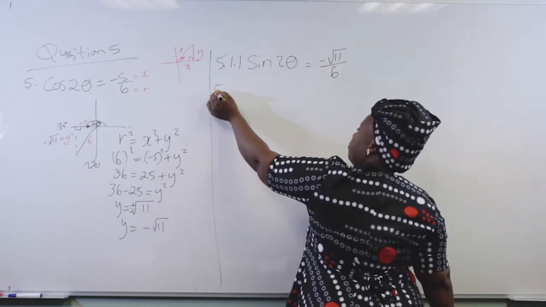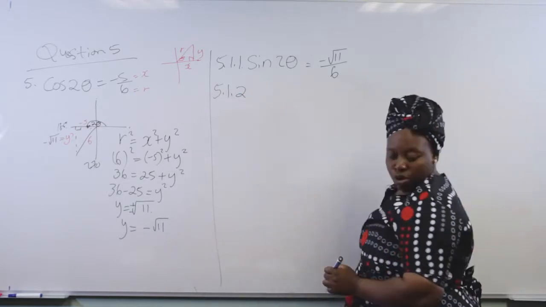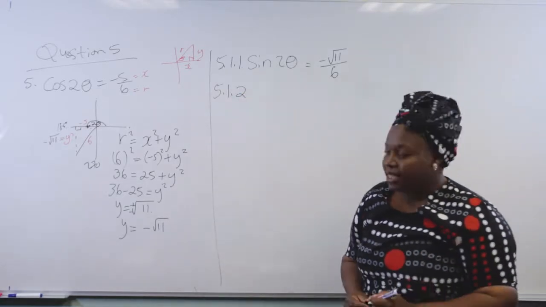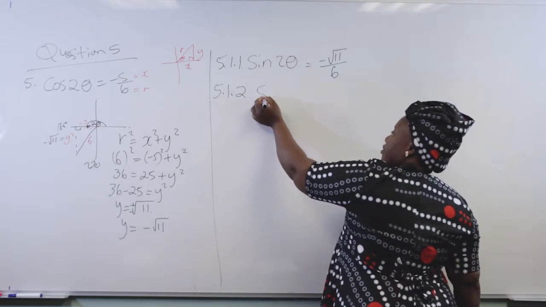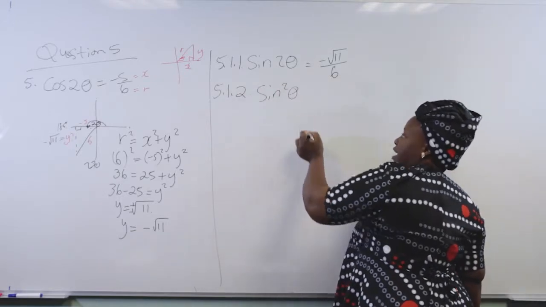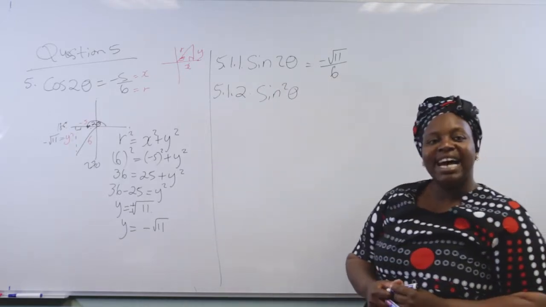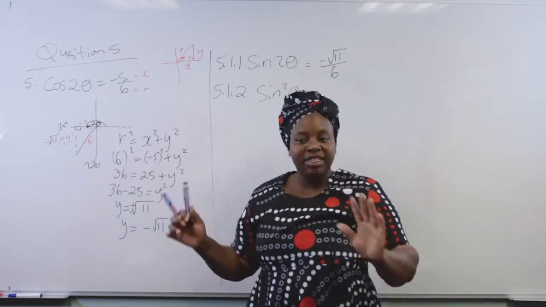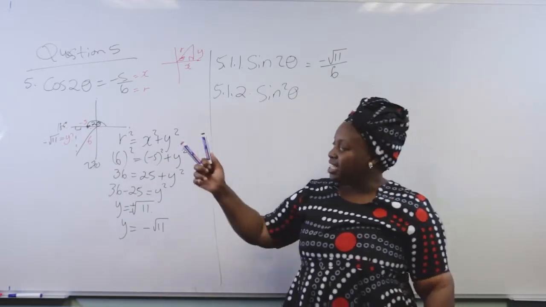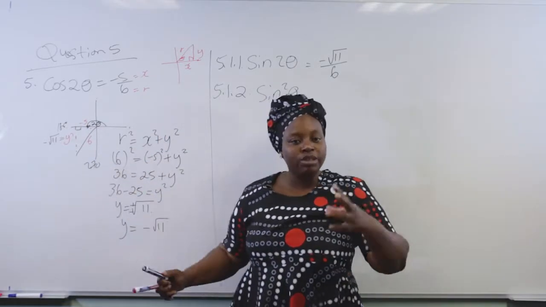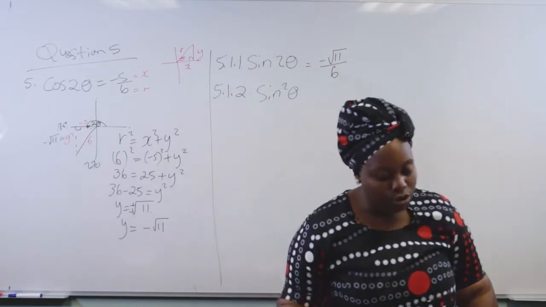So let's go to 5.1.2. They said you must find what? Sine squared theta. Folks, bear in mind that your diagram does not have theta, and you cannot create theta in the diagram. So you must do something to get to that theta. How do you do it?